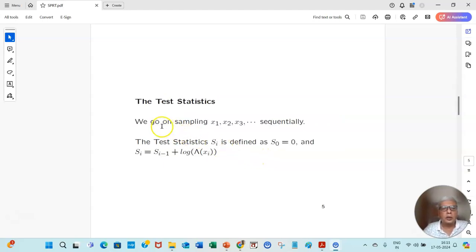So to construct the test statistics, we are going on sampling x1, x2, x3 sequentially. The test statistic S_i is defined as, to start with, S0 equal to 0 and S_i equal to S_(i-1) plus log lambda(x_i). So it's cumulative log likelihood ratio.